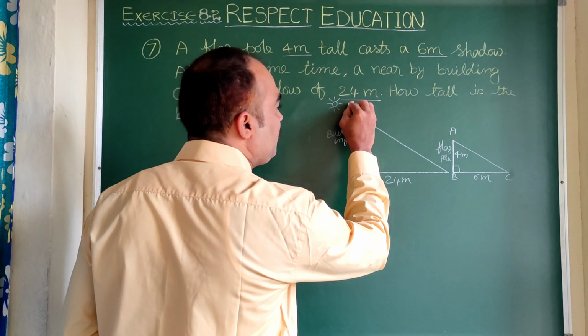Let us see the question. How tall is the building? So we can write that here. Therefore the height of the building is H. It is nothing but 16 meters. So with this, problem 7 gets completed.